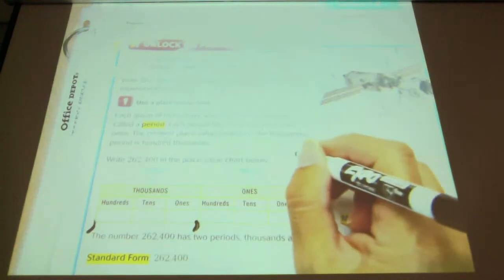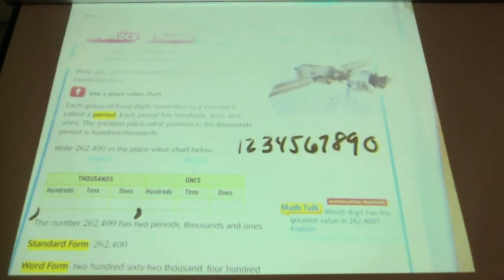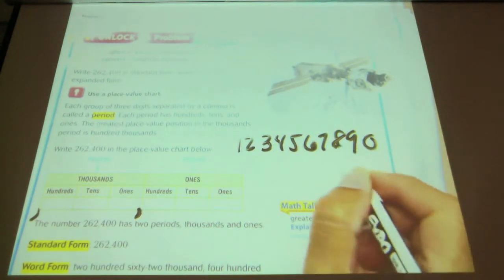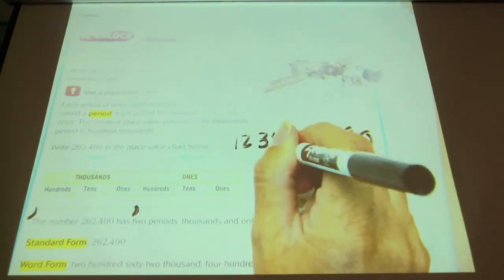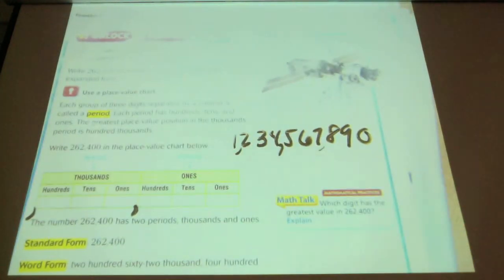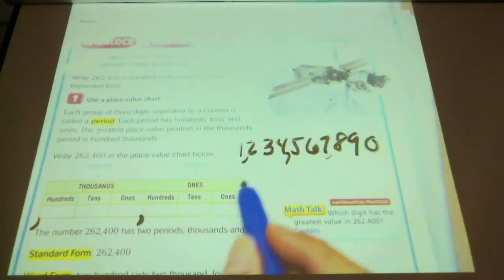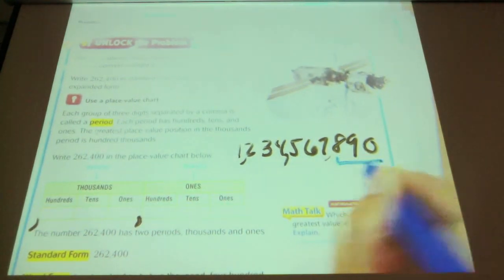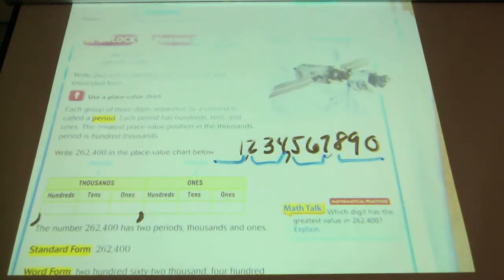So if I gave you a number like this, and I said, please put commas where they belong, you would start on this side and count, and after every 3rd number, you'd put a comma. So 1, 2, 3, comma, 1, 2, 3, comma. My pen is not working. 1, 2, 3, comma. Okay? So a period is the 3 digits in between the commas. So this is one period, this is another period, this is another period, and this is part of this next period. Okay?